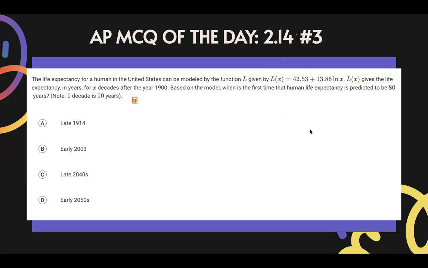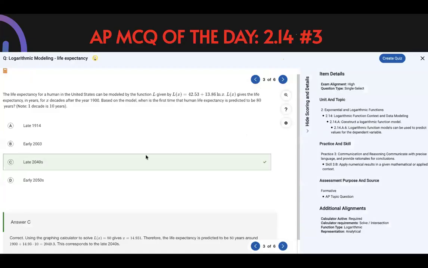And again, you don't have a calculator for your assessment, but you still can do the algebra, which is the important part. A quick note about this though. When you do solve, you're going to get x equals 14.931. Now, as a reminder, this said it's x decades after the year 1900. So we're going to take that 14.9, multiply it by 10, and then add that to the original 1900, which is why we end up with the late 2040s and not late 1914. That one's there to trick you because you got the answer, and so you just make an assumption in that case.